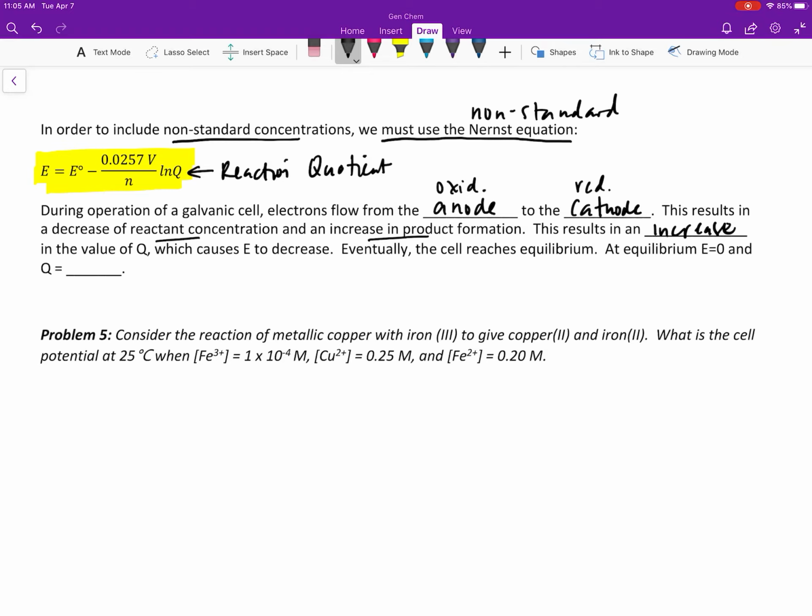I know. So eventually the Q will begin to increase as it approaches the value of K, which will then cause the E value to decrease. Eventually, the cell will reach equilibrium. At equilibrium, E will equal 0. So it's going to go from positive to 0, and then it's going to be at equilibrium, and this is where Q is equal to K. So that's something that we have already learned, something that we are familiar with, hopefully, at this point.